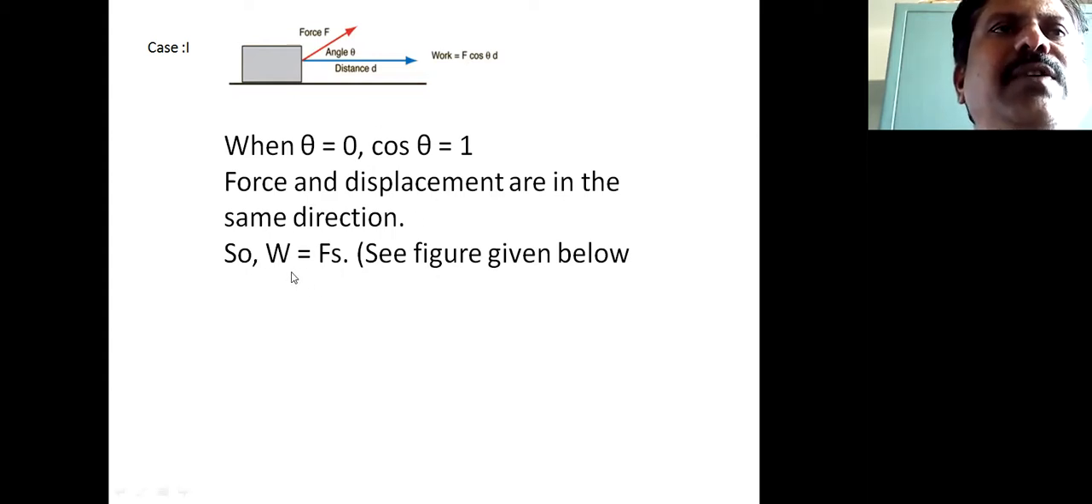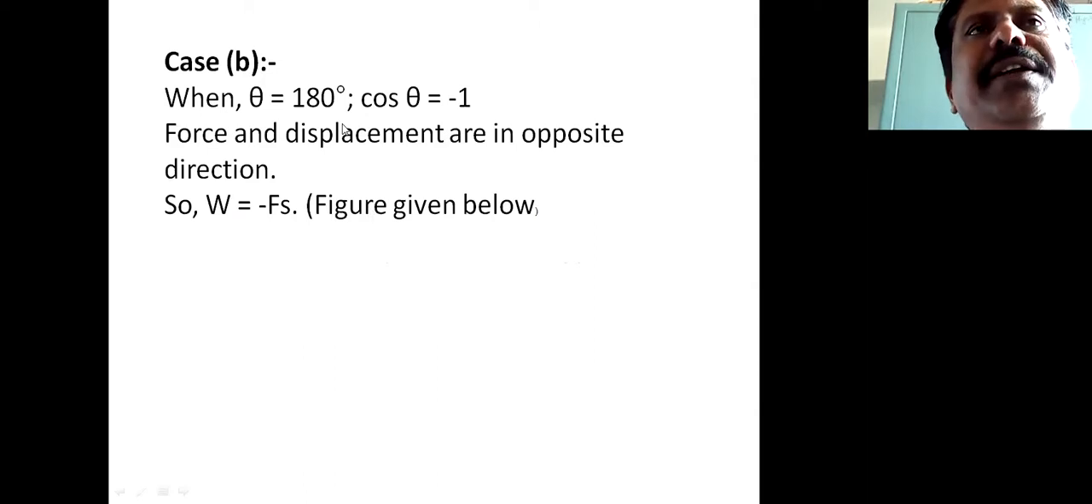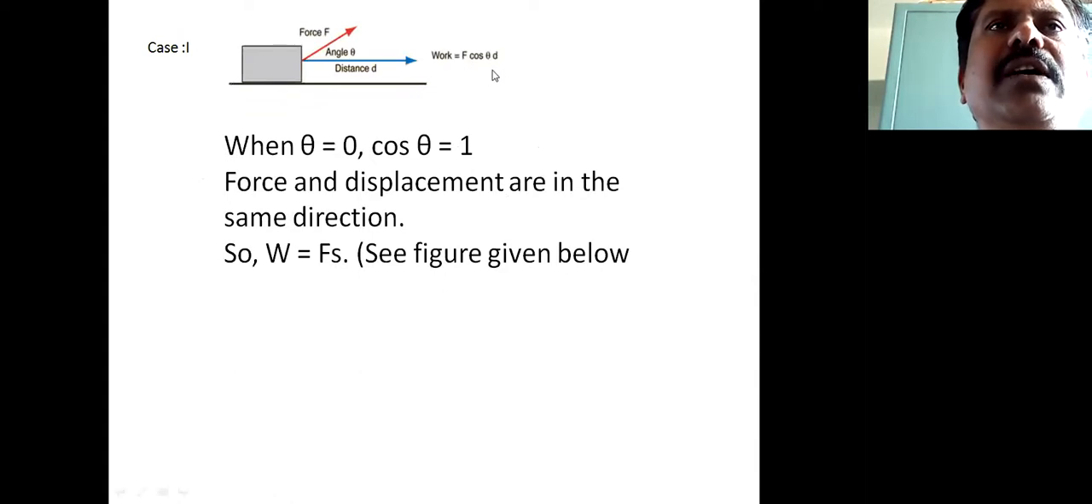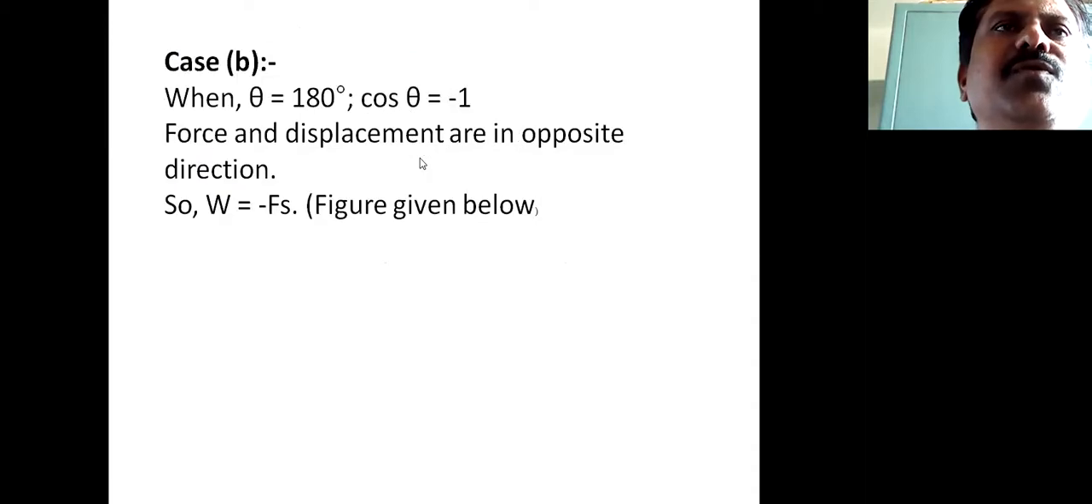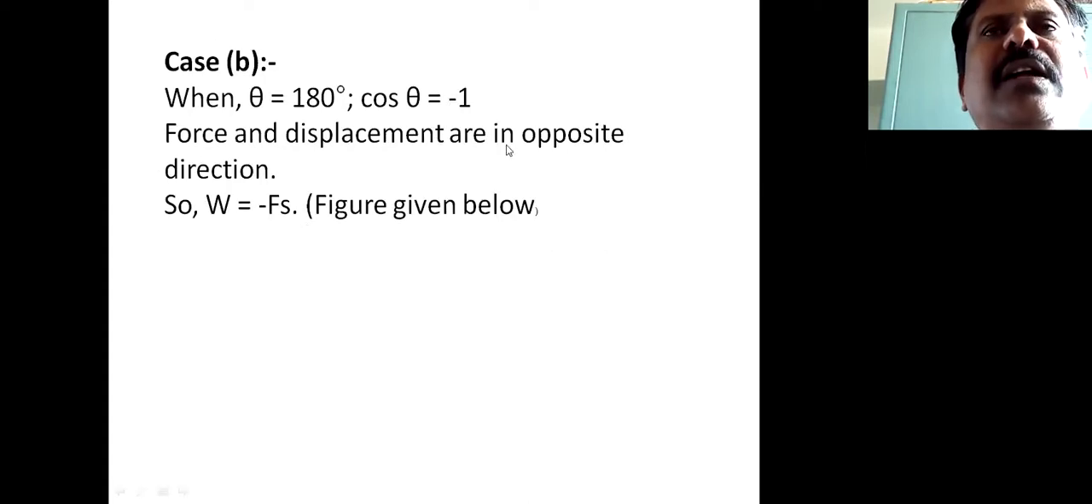So you get W equals Fs. Suppose theta equals 180 degrees, then you get cos theta equals minus 1. Here, when cos theta equals minus 1, the above equation W equals F cos theta into d becomes W equals minus Fs. It indicates that the force and the displacement are acting in opposite directions.